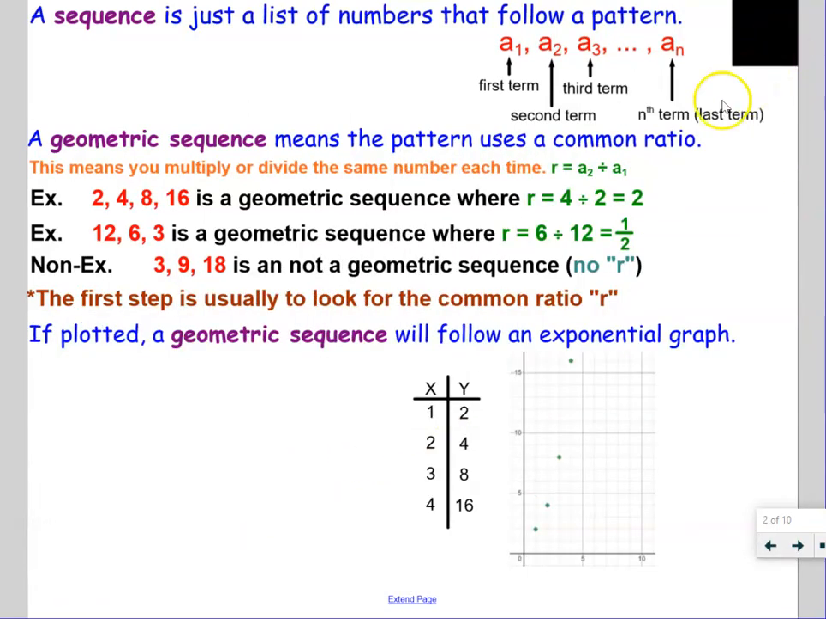And here's the graph. If you plot this, a geometric sequence will follow an exponential graph. So X is the term number: first term, second term, third term, fourth term. The Y is just any geometric sequence. I tried the first one, 2, 4, 8, 16. This will follow an exponential graph. Now, remember, it's just dots. It's disconnected. It's not connected.